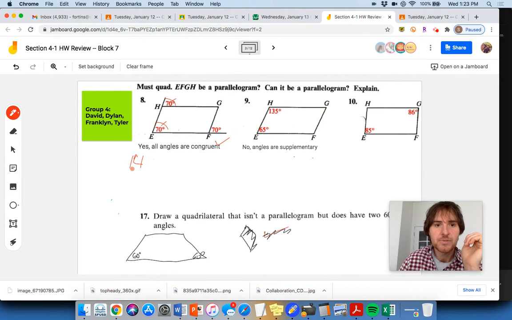HG parallel to GF, and we can prove this. We can prove that. We can also prove that.